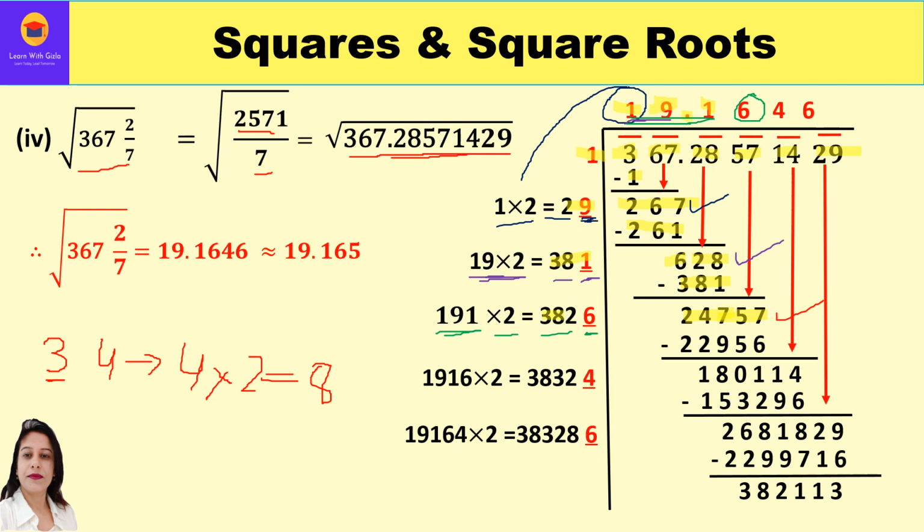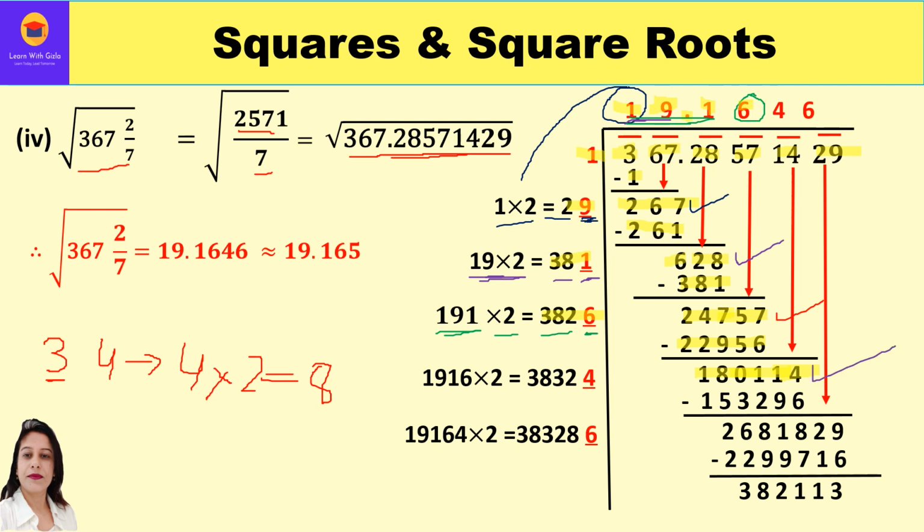So we have the divisor 3826. Multiply by 6. We get the product which is less than 24757. We are getting the product 22,956, which is less than the new dividend. Now find the difference. Difference is 1801, that is the remainder 1801. Bring down the next period 14. So the new dividend now we have is 180114. This is the new dividend for which we need a divisor.